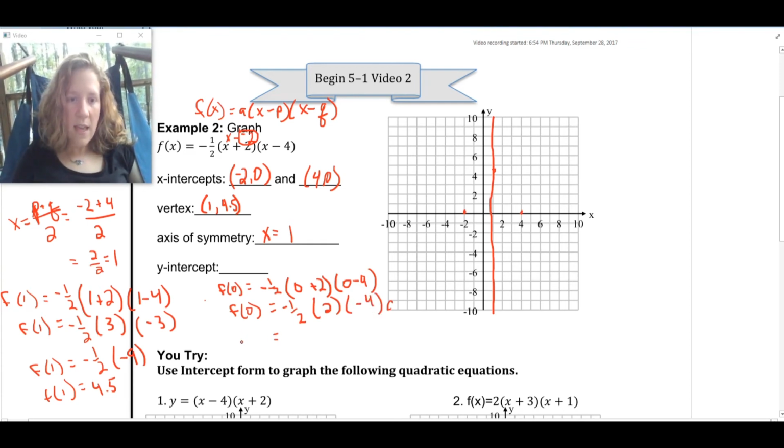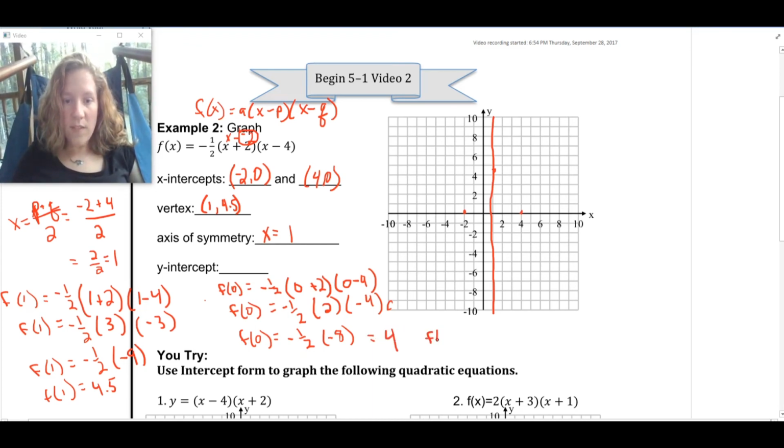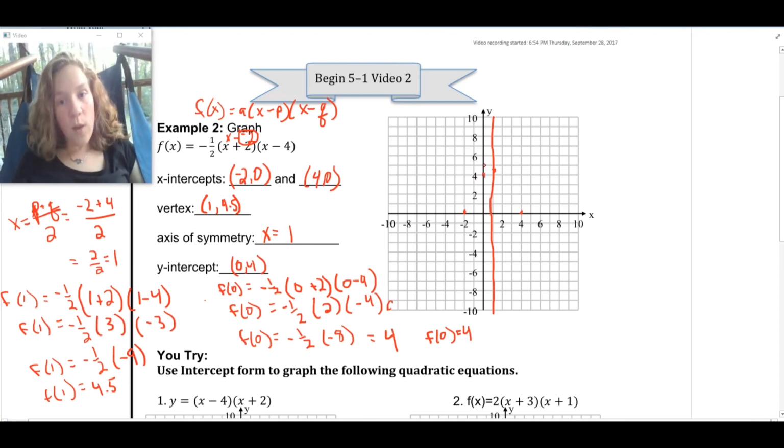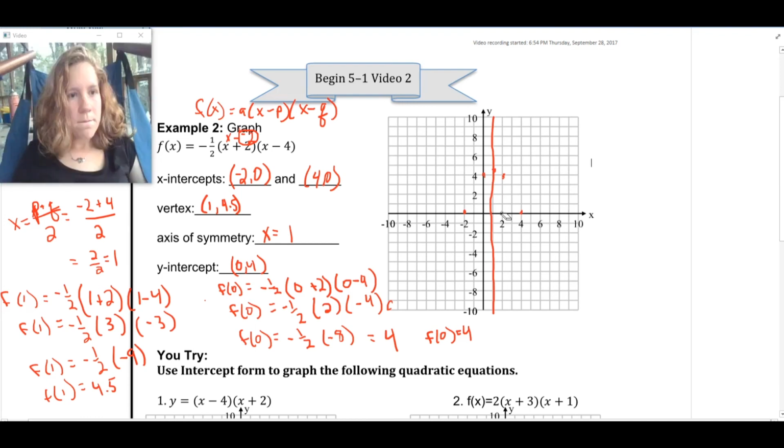And I've got f of 0 equals, again, I'm going to go ahead and do my whole numbers first. It's just my habit, and the commutative property says I'm allowed to do that if I want to. So I get negative 1/2 times negative 8, which equals positive 4. So f of 0 equals positive 4, which means my y-intercept is 0, 4. And I can go over here to 0, 4, and I get my y-intercept. Now, once you get your y-intercept, you want to reflect that point. It was 1 space away, so I'm going to go 1 space away over here and put my other point.